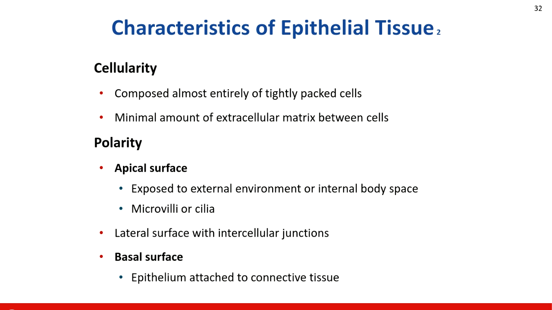Another characteristic of epithelial tissue is cellularity. Cellularity has to do with the fact that epithelial tissue is made up of pretty much entirely cells, but they're tightly packed cells, which means we have very little to no extracellular matrix. So we refer to that characteristic as cellularity. The next characteristic is polarity. So what does that mean?